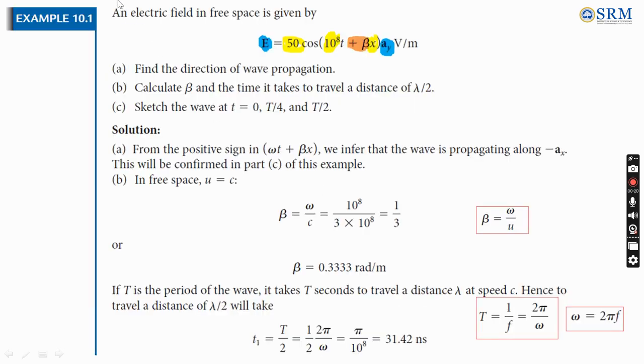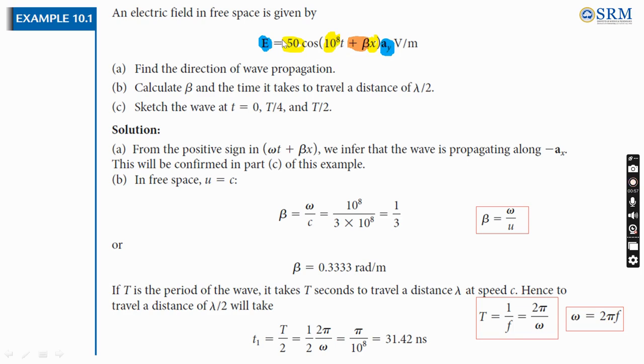So the problem that is given is: the electric field in free space is E equals 50 cos(10^8 t plus beta z) times the unit vector ay volt per meter. They ask us to find the direction of wave propagation, to find beta and the time the wave takes to travel a distance of lambda by 2, as well as to sketch the wave at different time periods.